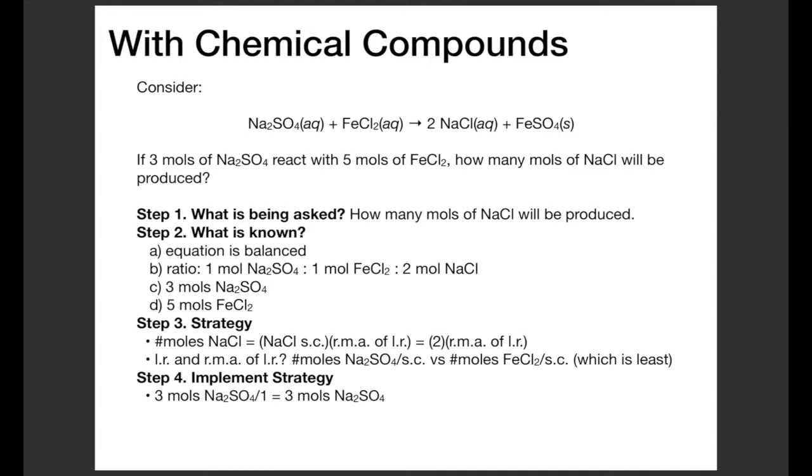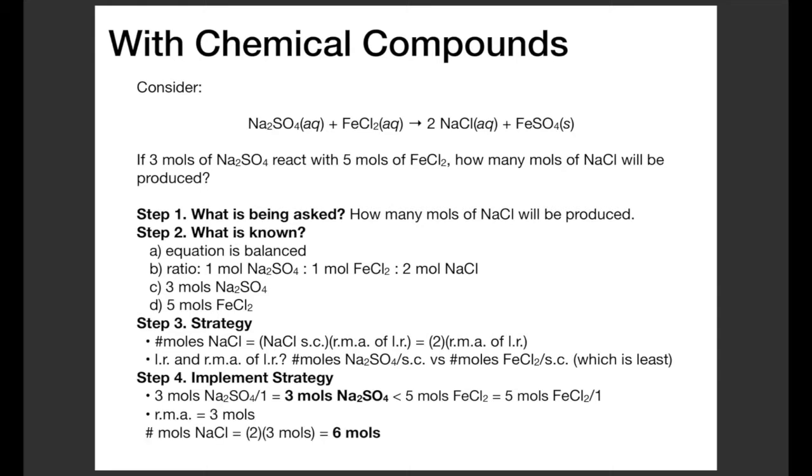Implementing the strategy, 3 moles of sodium sulfate divided by its stoichiometric coefficient 1 equals 3 moles of sodium sulfate. 5 moles of iron 2 chloride divided by 1 equals 5 moles of iron 2 chloride. The 3 moles is less than the 5 moles, therefore sodium sulfate is our limiting reagent. Going through and plugging this in, our reduced molar amount is 3 moles. The number of moles of sodium chloride is going to equal 2, its stoichiometric coefficient, times 3 moles, which equals 6 moles. We should produce 6 moles of sodium chloride.